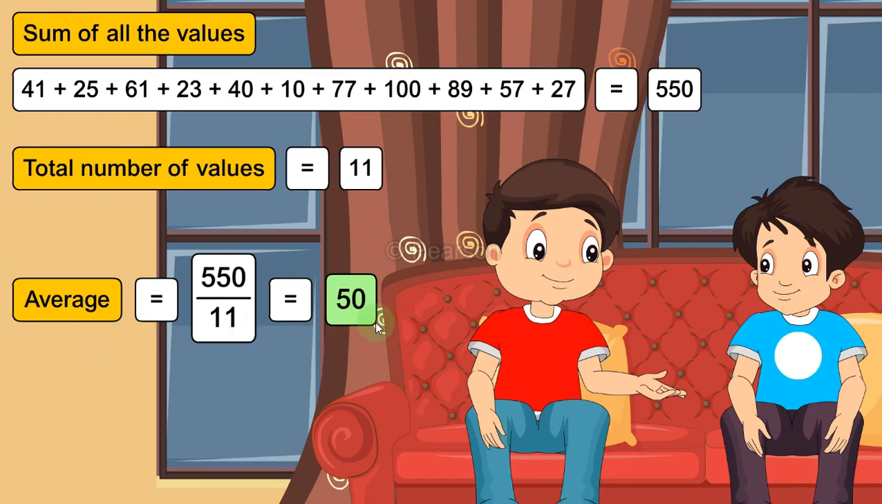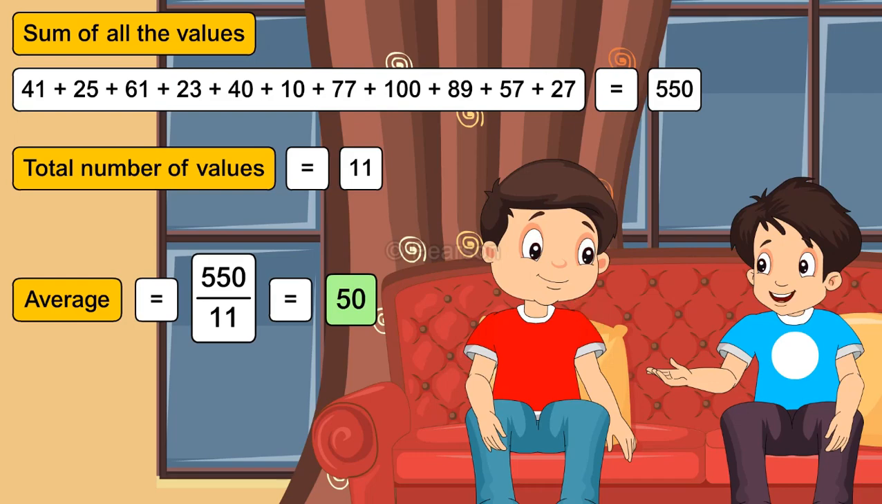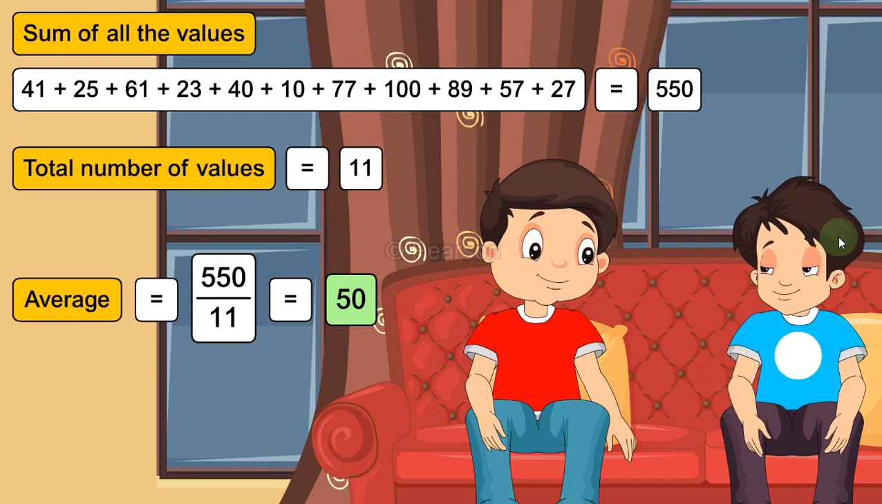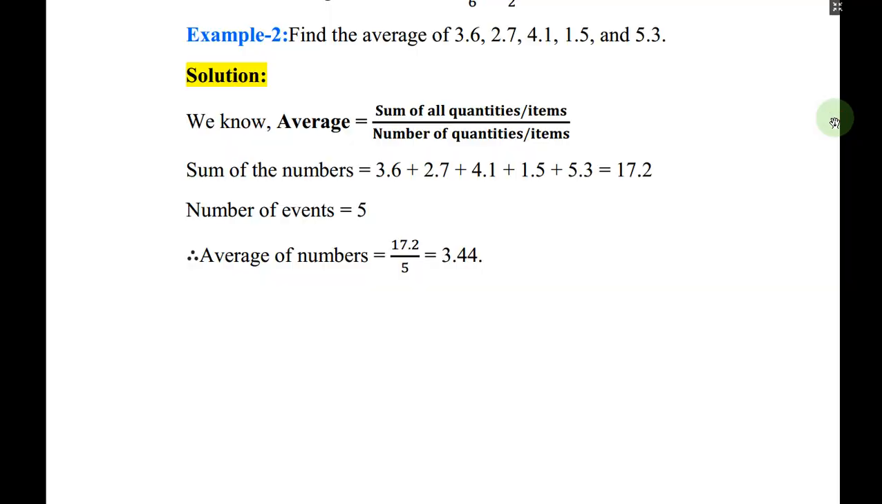I think the batsman is very good. 50 is a very good average in any kind of format in cricket. So thus, Pratik's average run score is 50 runs. That indeed was simple. So from the video you can see that finding the average is very simple, isn't it?